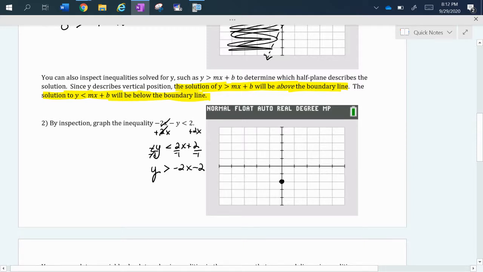So now I'm going to graph my boundary line. So I'm going to graph 0, negative 2 as my y-intercept. The slope is negative 2. So I'm going to go down 2 and over 1.